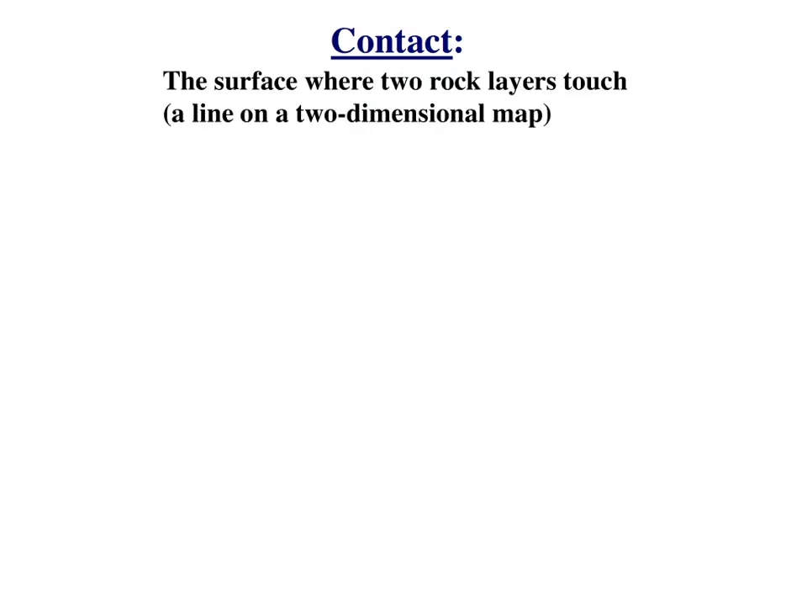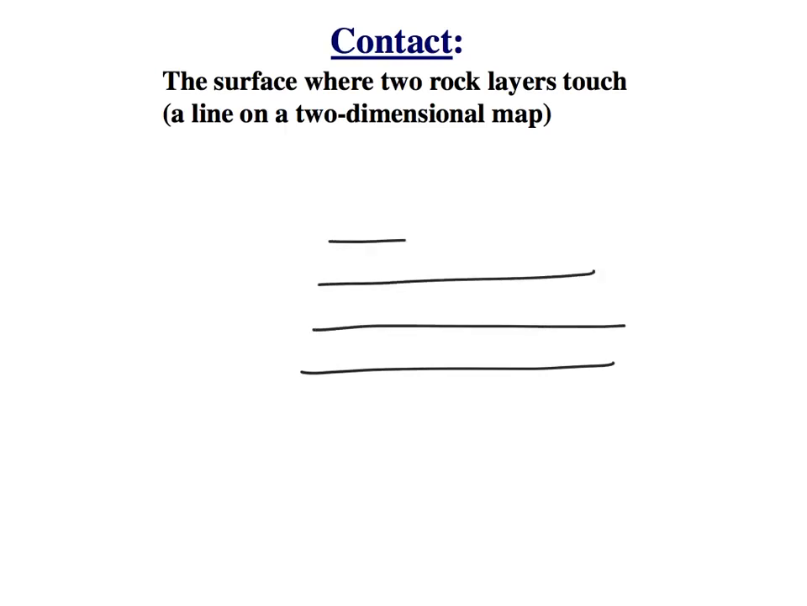So here is a formal definition you can write down. The surface where two rock layers touch, and this can be a line on a two-dimensional map. And your diagram for this can simply be what I just drew. Some lines, and then you can draw an arrow to one of them, and that would be a contact. Nailed it. Okay. Pause it here if you need to write this stuff down. Otherwise, I'm going to be moving on.